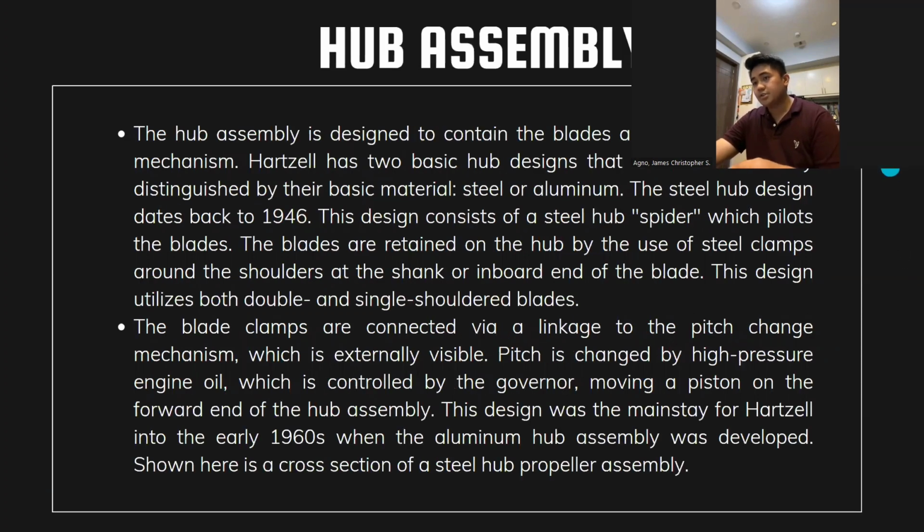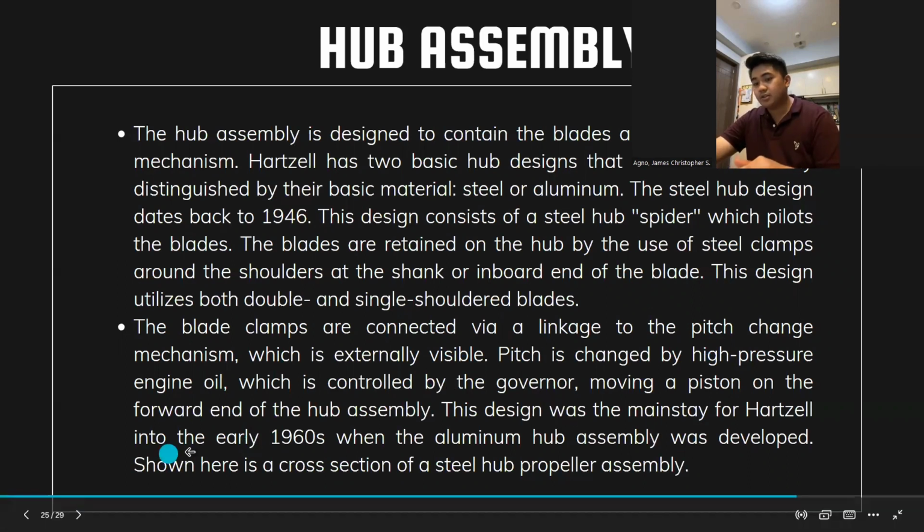Next, we have the hub assembly. It is designed to contain the blades and the pitch change mechanism. The steel hub design dates back to 1946, and this design utilizes both double and single shoulder blades. The blade clamps are connected via linkage to the pitch change mechanism, which is externally visible. This design was the mainstay of Hartzell into the early 1960s when the aluminum hub assembly was developed.